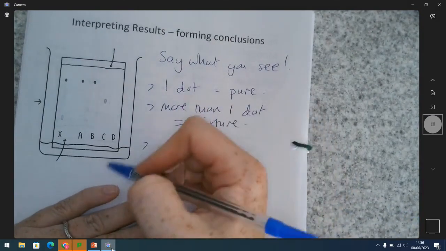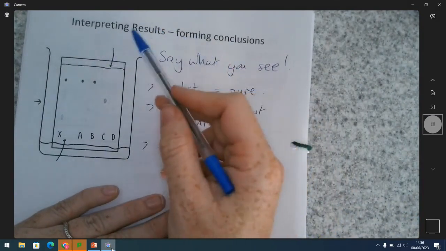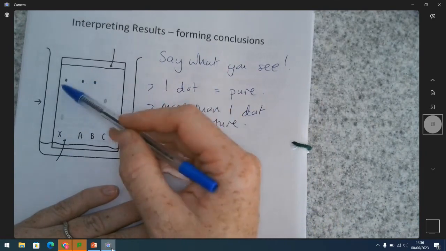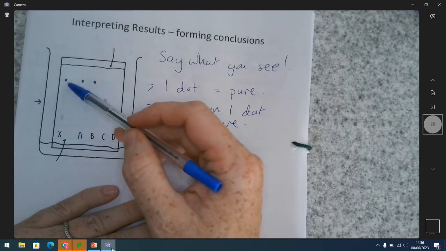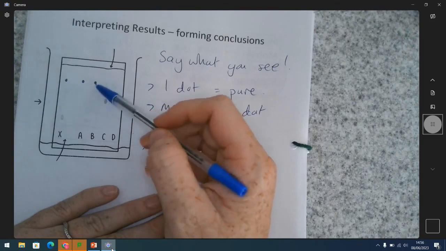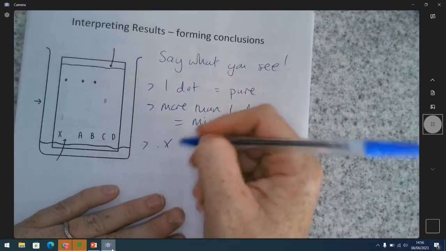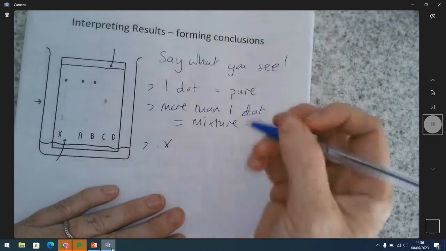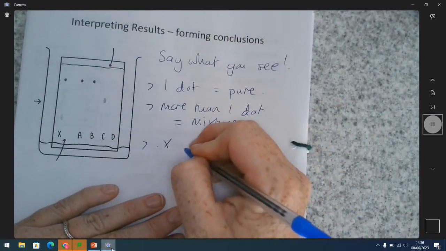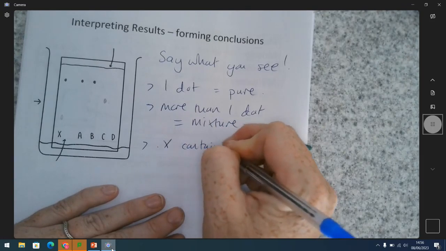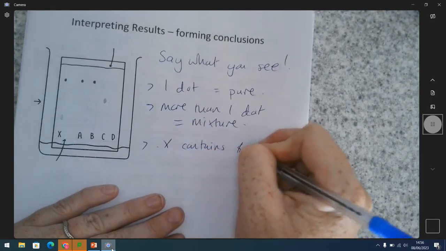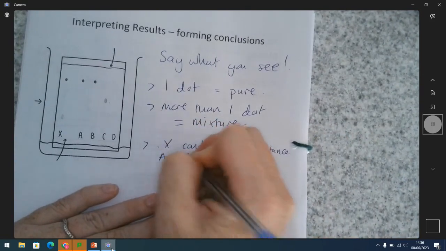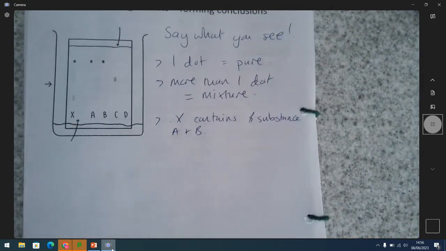What you're always going to have to do when writing conclusions from chromatograms is, do they match to anything else along the chromatogram? So as you can see, X contains A and B. So again, if I was writing a conclusion, if it's something that's along the same lines, then I can say it does in fact contain this. So X contains substances A and B. Okay.